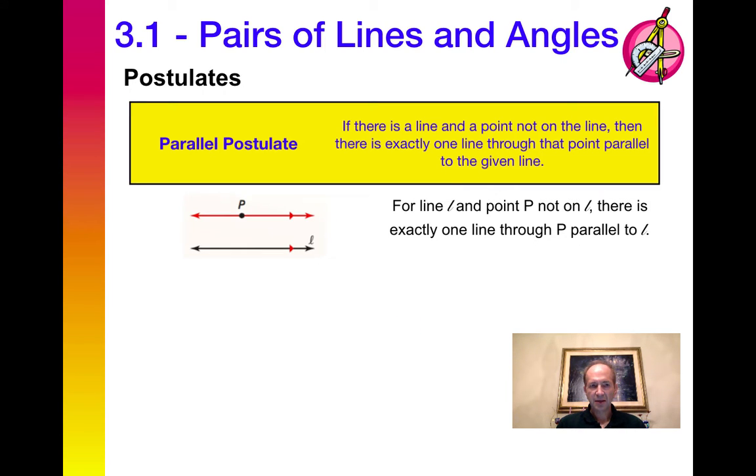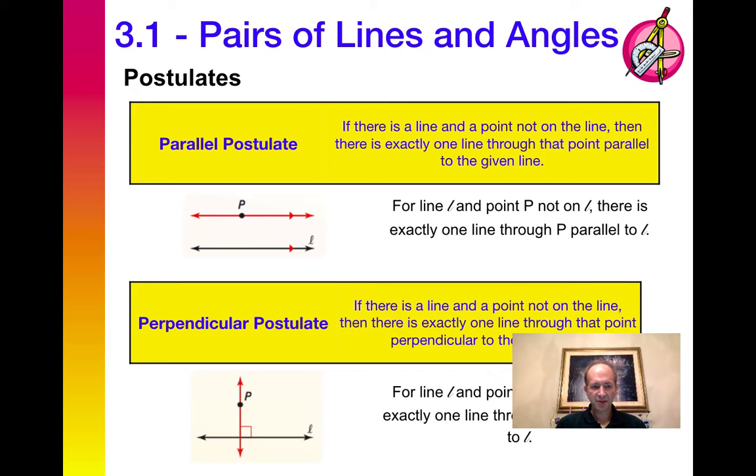Perpendicular lines. Now, here are some postulates. Euclid thought that there needs to be something said about parallel lines. So he said that there's this parallel postulate. If there is a line and a point not on the line, so here's our line, L, and here's our point that's not on the line, P, then there is exactly one line through that point that's parallel to this original line here. So that's the parallel postulate.